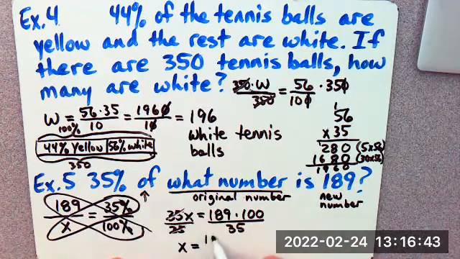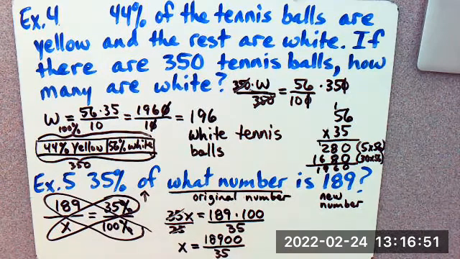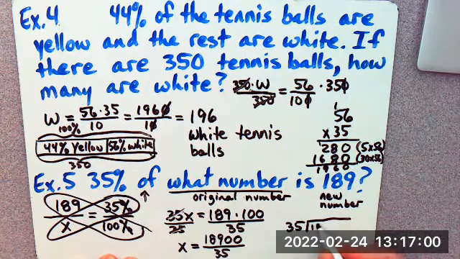and then we have 189, 18,900 over 35. Okay, so we have 35 here. And we have 18,900.